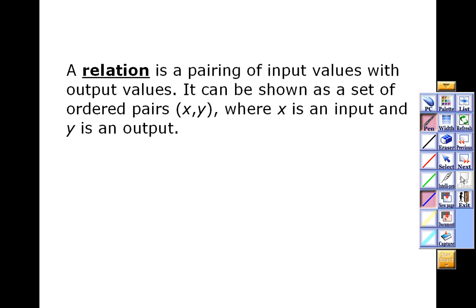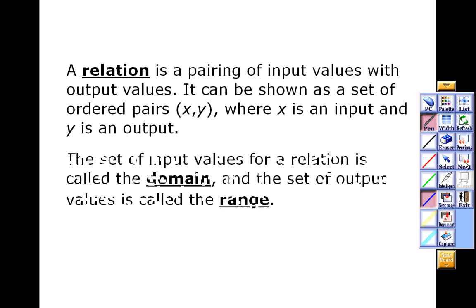Okay. So a relation is a pairing of input values with output values. It can be shown as a set of ordered pairs x and y, where x is an input and y is an output. The set of input values for a relation is called the domain, and the set of output values is called the range.